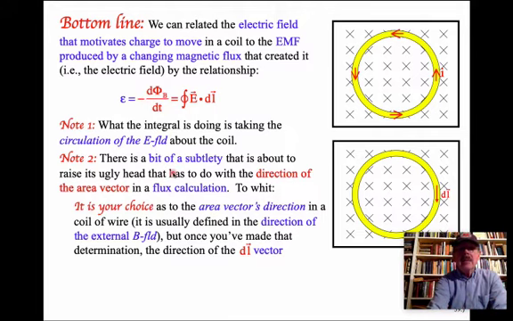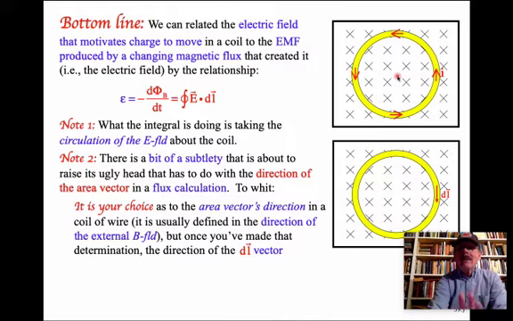The second thing has to do with the direction of dl, because if you look at this situation, dl could go this way, or it could go this way. But you have another vector that needs to be defined, and that is the vector A, because the magnetic flux is equal to B dotted into A. And A has to be perpendicular to the face of the coil, which means in this case it has to be either into the page or out of the page.